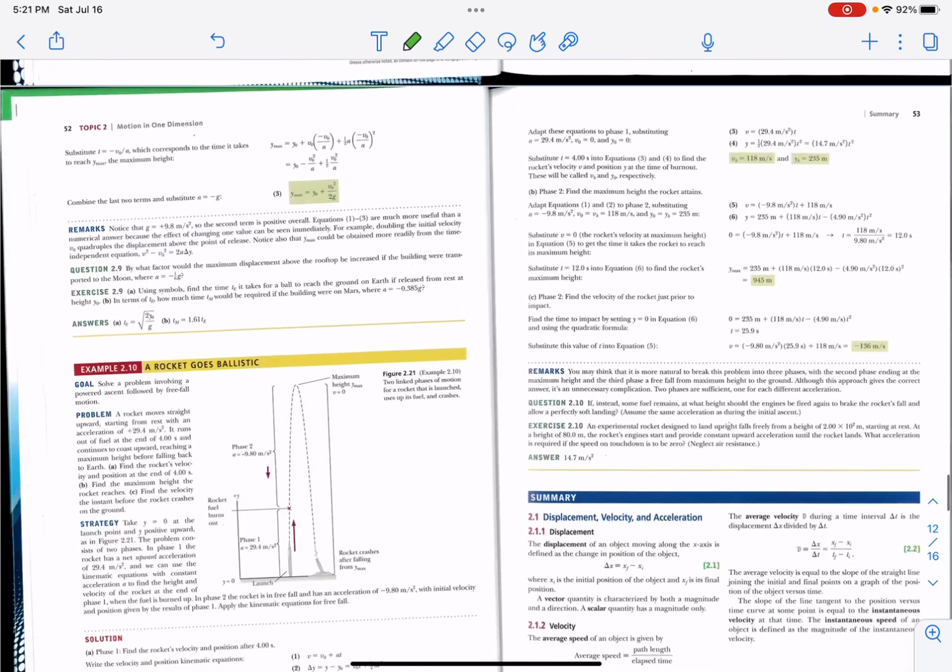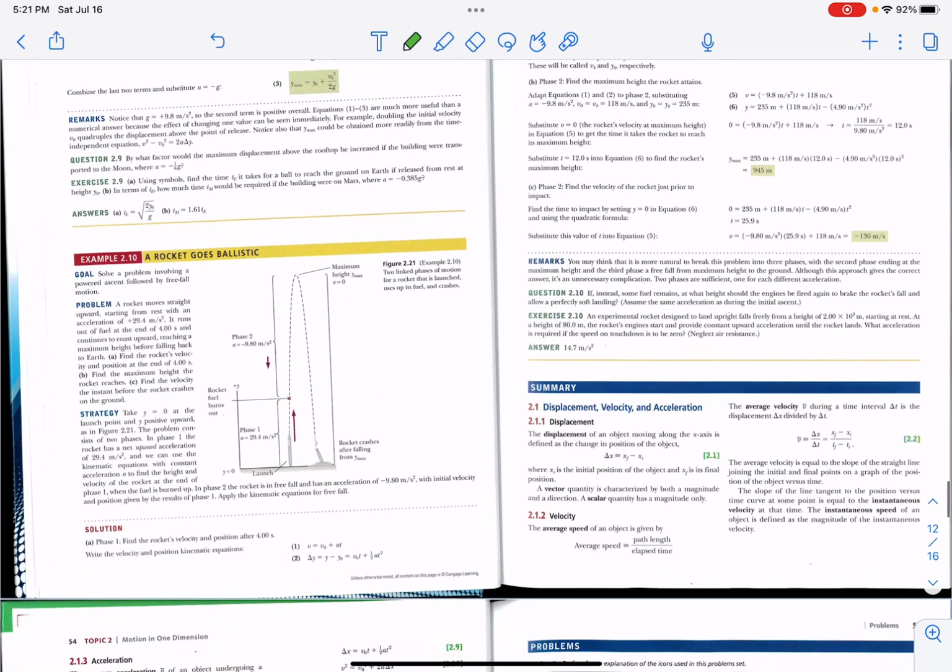So when you have a problem where something changes, whatever values you have at the end of the first part of the problem, you use them to do the second part of the problem. And that concludes chapter 2.